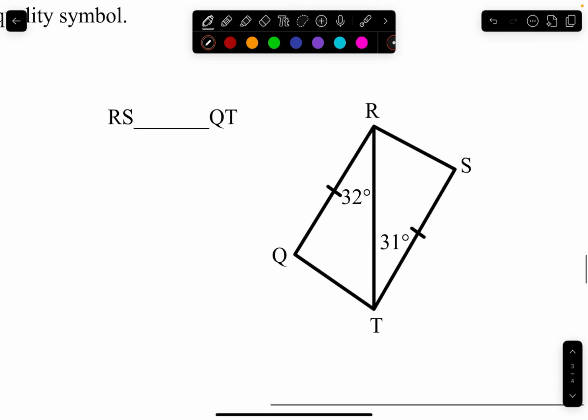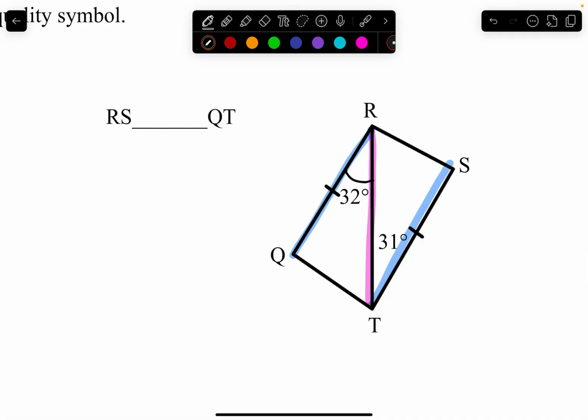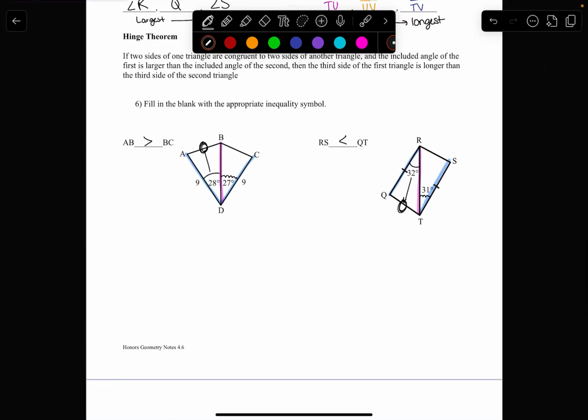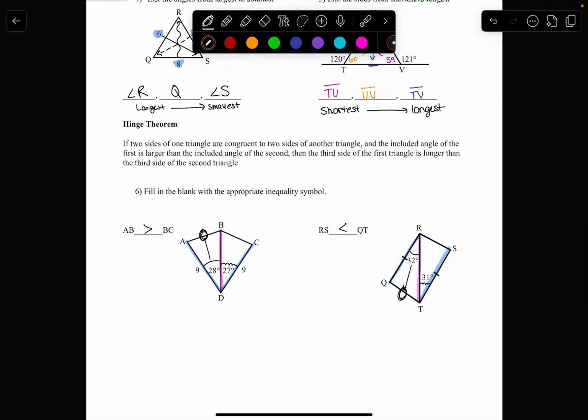Looking over here, we can say the same thing that we just said. Here's the reflexive property. Here we've got this side matches this side. We need to figure out that third missing side. This is 32. This is 31. 32 is bigger than 31, so that means that QT is larger than RS. So don't let that wordiness scare you. I promise it's not that scary.